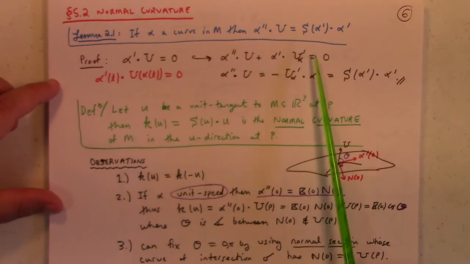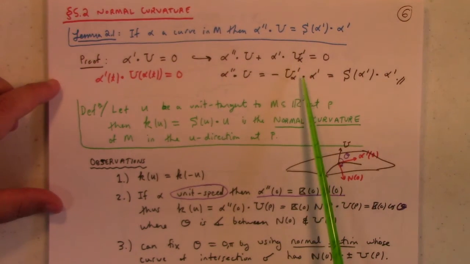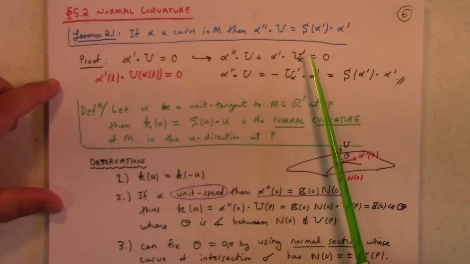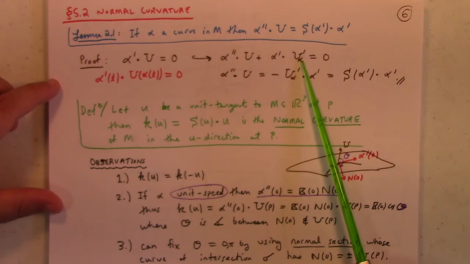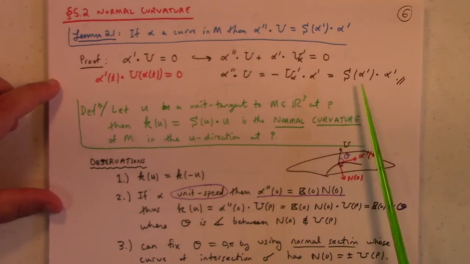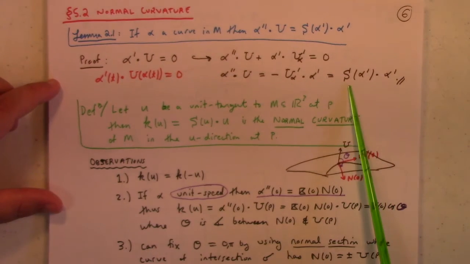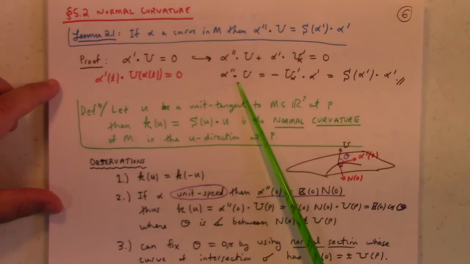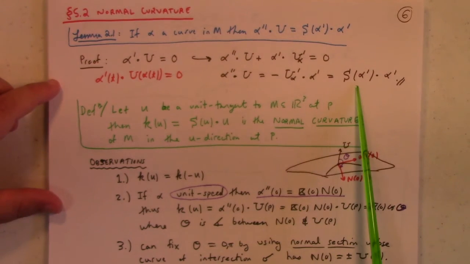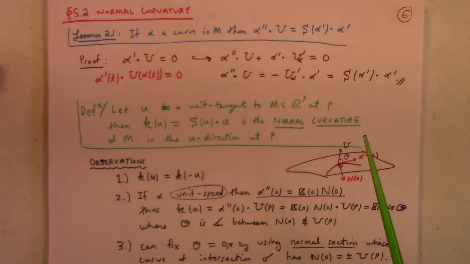Now that is, of course, the covariant derivative. That's actually the covariant derivative of u in the alpha prime direction, which then, negative of that, of course, is the shape operator. So there you have it. The normal component of the acceleration is given in terms of the shape operator like that.